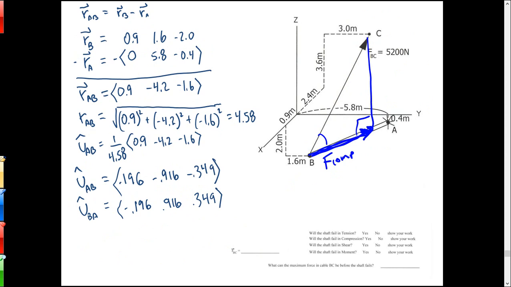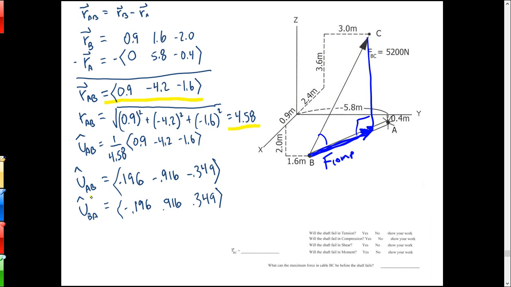All right, there's the vector from A to B. So RB is 0.9, 1.6, and -2. RA is 0, 5.8, and -0.4. So do the subtraction, you come up with R from A to B: 0.9, -4.2, and -1.6. Right there, the square root of the sum of the squares gets you 4.58.